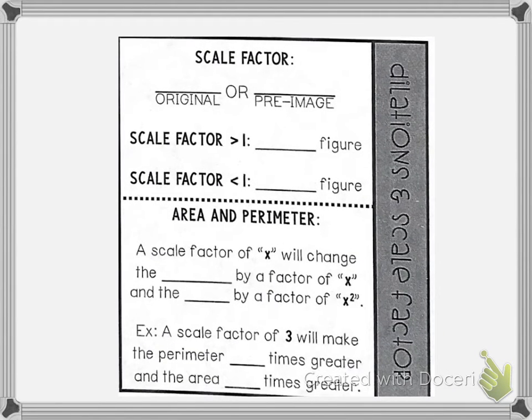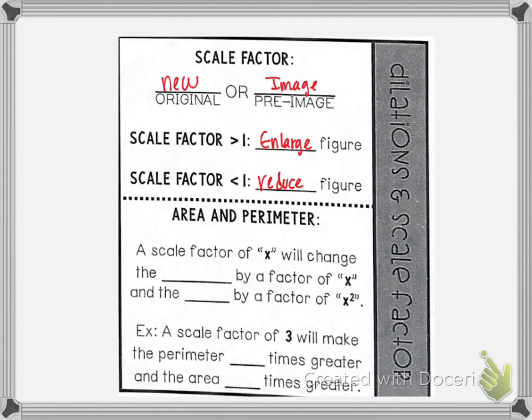Okay, so let's talk about that a little bit. For the scale factor here, we're always going to have the formula new over original, or if we want to use our vocabulary, we would have image over pre-image, right? Because the image will be the new one, the A prime, and then the pre-image is the original. Okay. If you have a scale factor that's greater than 1, you're going to enlarge the figure. Okay. If you have a scale factor less than 1, you're going to reduce the figure.